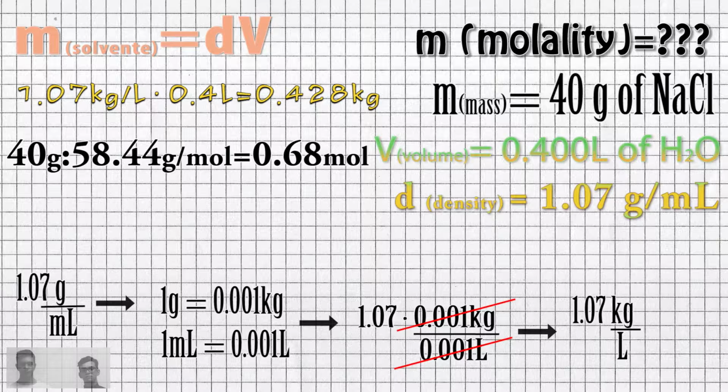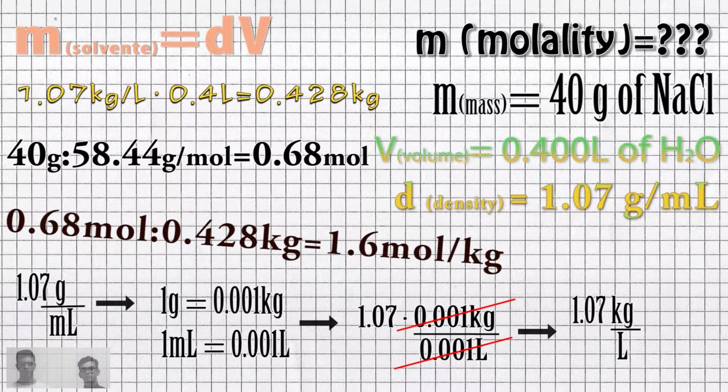The number of moles of sodium chloride is calculated by dividing its mass, 40 grams, by its molar mass, 58.44 grams per mole, and the value obtained in this way is 0.68 moles. At the end, applying the formula of the molality, we divide 0.68 moles by 0.428 kilograms, and we obtain 1.6 moles per kilo, which is our molality.